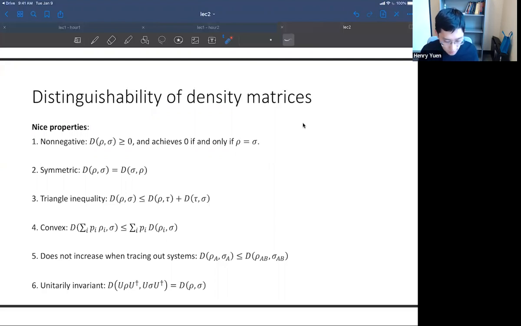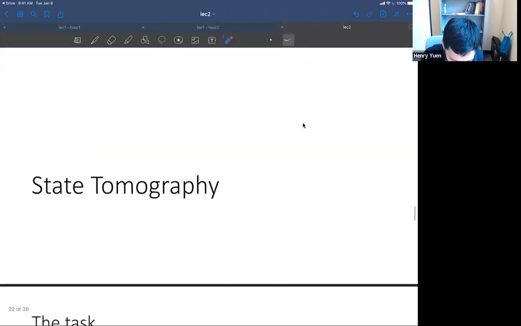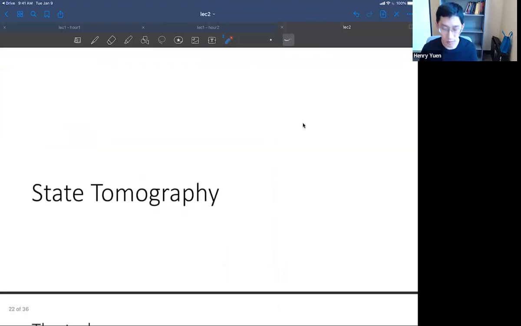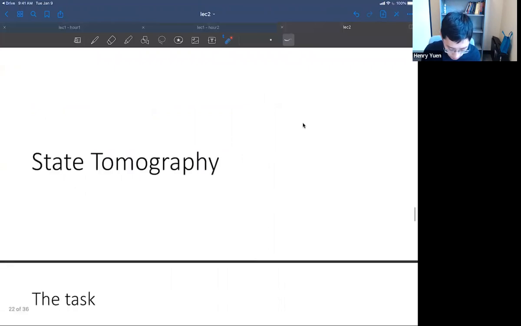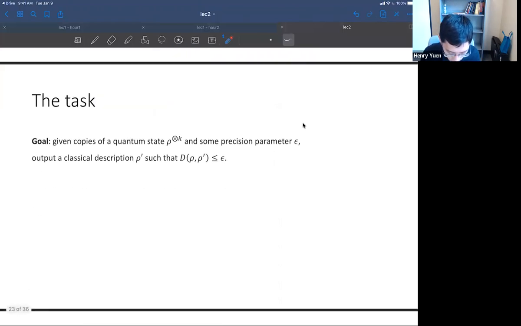Okay, good. So let's jump into the second half of this course, state tomography. So this is our first quantum task that we want to analyze. So let's say someone walks up to you and they had a bunch of quantum states, and they're all copies of the same quantum state, but it's an unknown state.